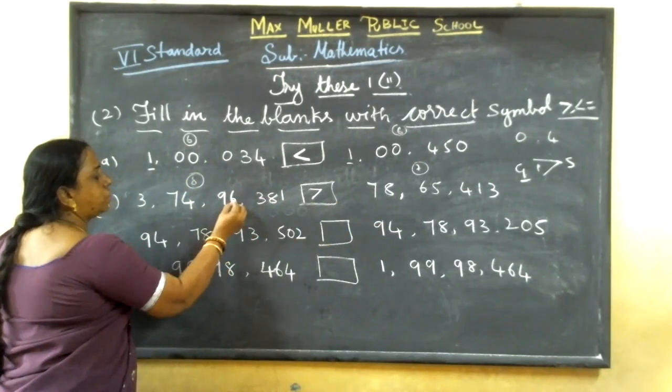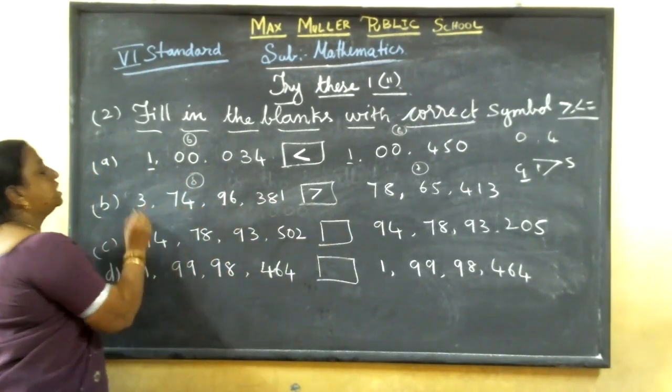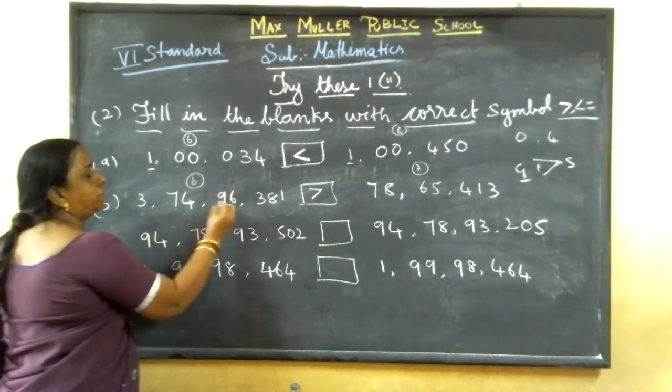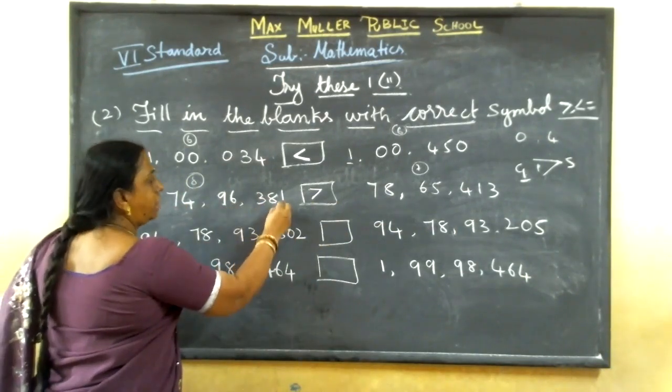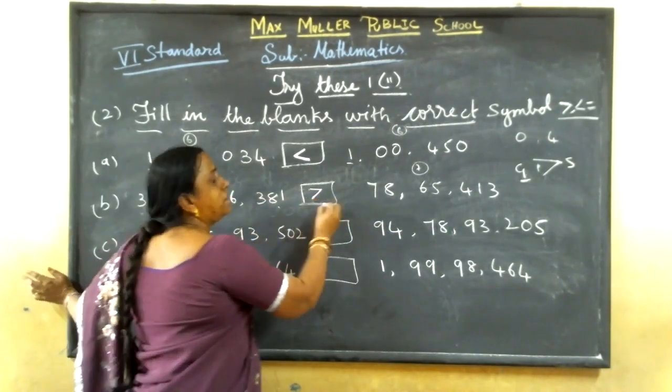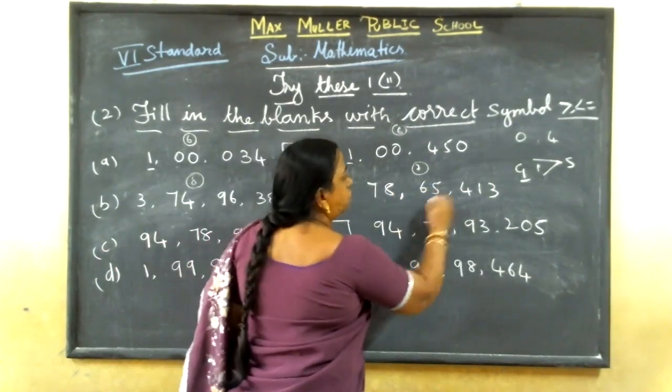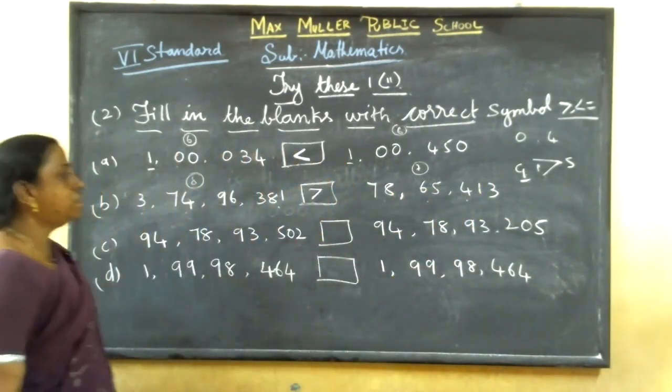Now how to read this number? Ones, tens, hundreds, thousands, ten thousands, lakh, ten lakh, crore. So 3 crore 74 lakh 96,381 is greater than 78 lakh 65,413. Clear? That is how to read.